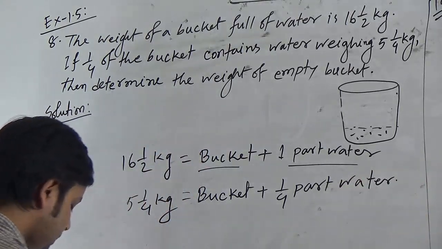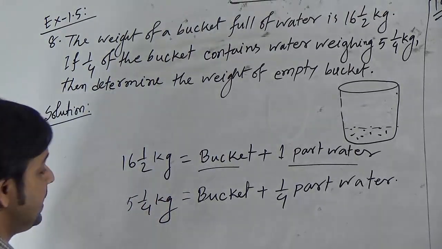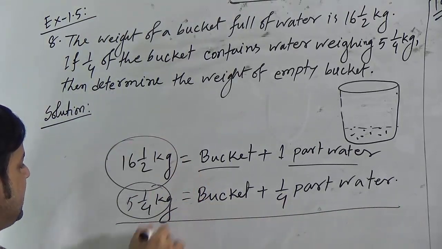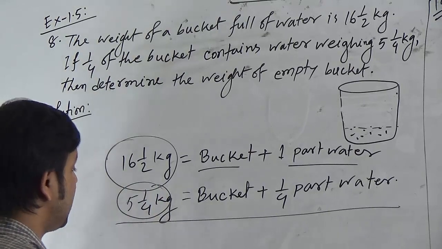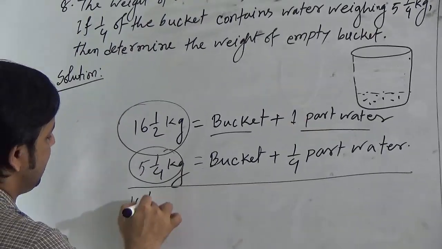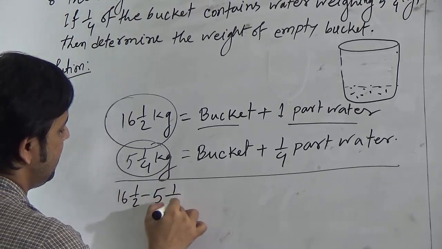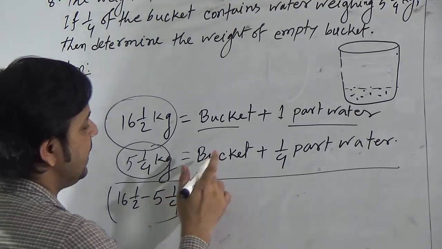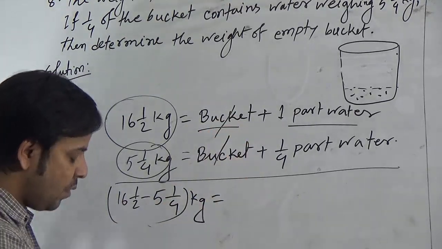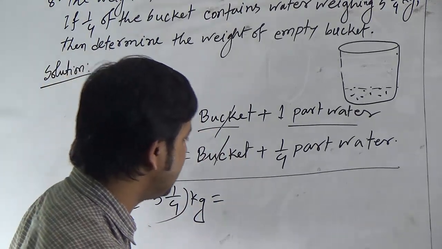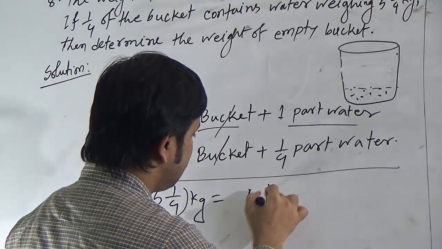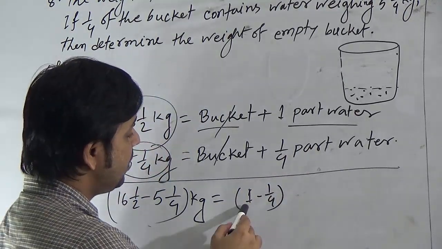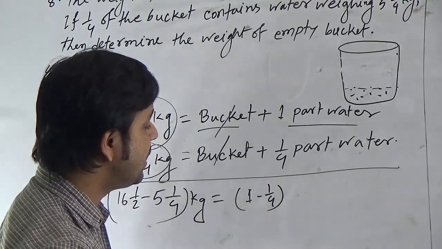Dear students, now try to understand here. If you subtract this weight, the 5 integer 1/4, from 16 integer 1/2 kg, what will you get? 16 integer 1/2 minus 5 integer 1/4 kg. The difference will be this weight, and the weight of the bucket will vanish, and just the weight of 1 minus 1/4 part water will remain.